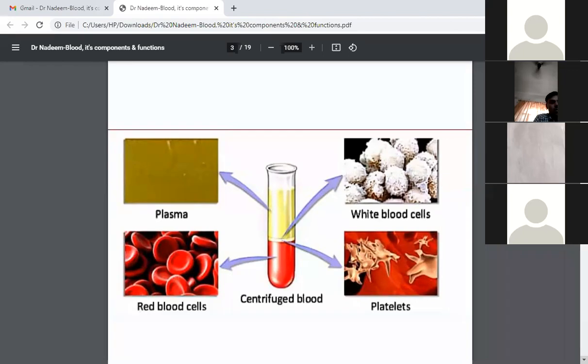Blood without, sorry, plasma without fibrinogen. The correct answer is plasma without clotting factor, that is fibrinogen, is known as serum. Okay, this is the difference between plasma and serum. Plasma is blood without blood cells, and serum is plasma without fibrinogen.